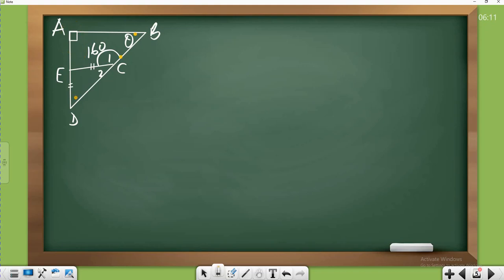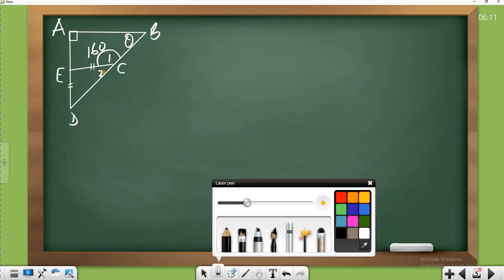Let's check. I know this 160. Oh, this is a straight line. Adjacent supplementary angles must give me 180. Beautiful stuff. So that means I can get my C2. That's the first thing I'm going to go look for right now.